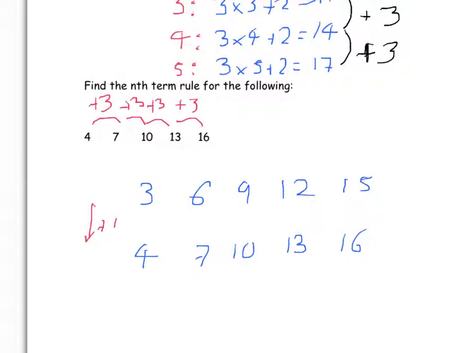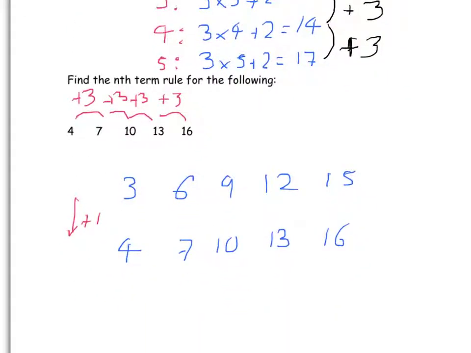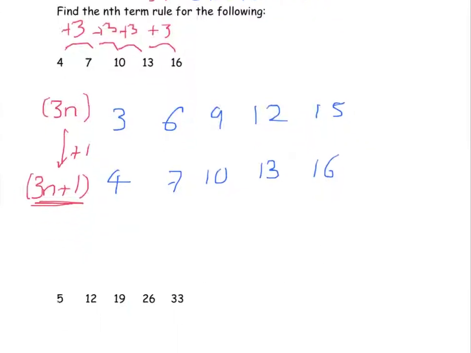So what are we going to call this top bit? Well, if we look back at the example we just did to do with finding the terms, the number it was going up in was put in front of n. Well, that's what we're going to do here. On ours, we're going to put 3n, and then to get from our top to our bottom, we added on 1, so it's 3n, add on 1, and that is the rule for this sequence.